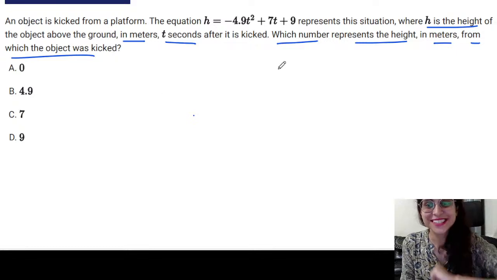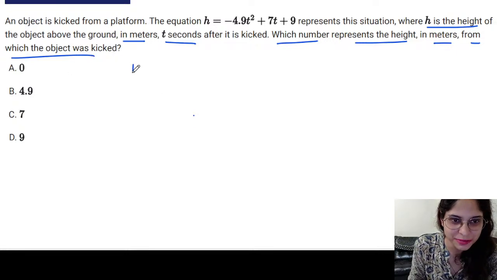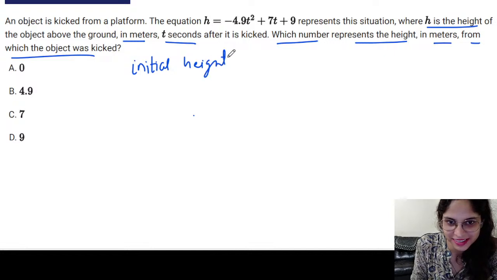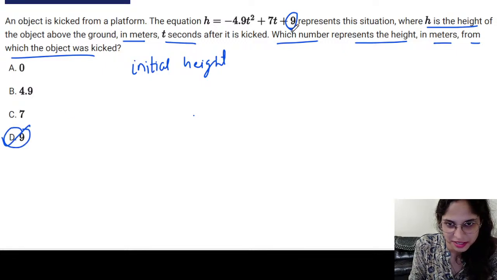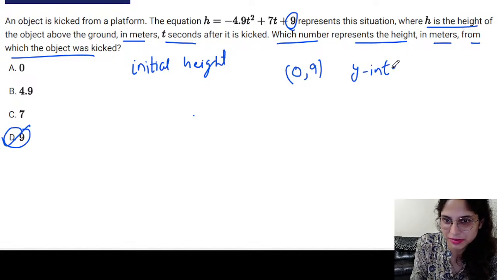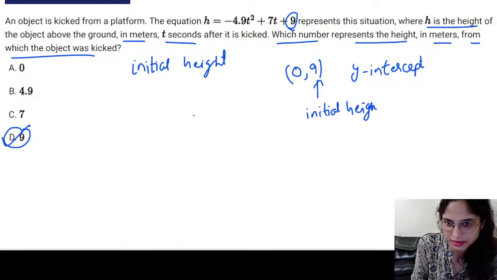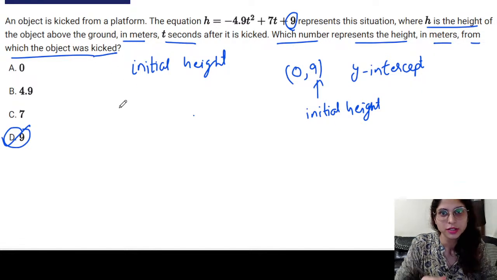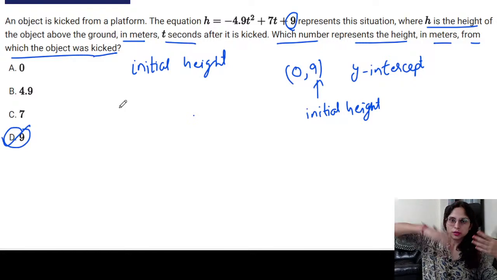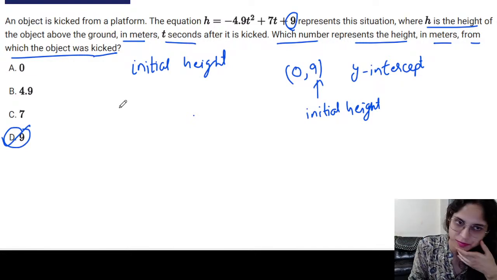So they're talking about initial height, because the height from which the object was kicked, that means they're talking about initial height. And which number represents that? 9. Because (0, 9) is your y-intercept. You directly know it. And this represents your initial height. They want to know which number represents the height from which the object was kicked. So height, you're kicking, that means you're talking about the initial height. Alright?